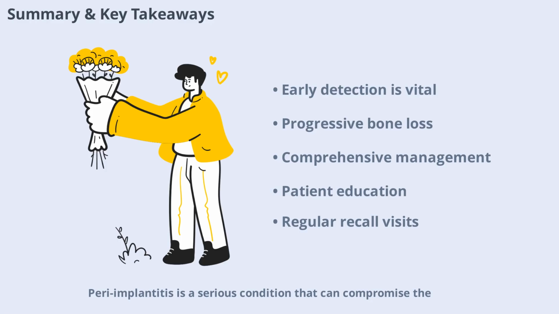Peri-implantitis is a serious condition that can compromise the success of dental implants if not detected and managed early. Key features include progressive bone loss, inflammation, and late-stage mobility. Diagnosis relies on clinical exams, probing, radiographs, and microbial monitoring. Management combines anti-infective therapy, surgical techniques, and strict maintenance. Patient education and regular recall visits are essential for prevention. By understanding and addressing peri-implantitis, both patients and dental professionals can ensure the long-term health of dental implants.